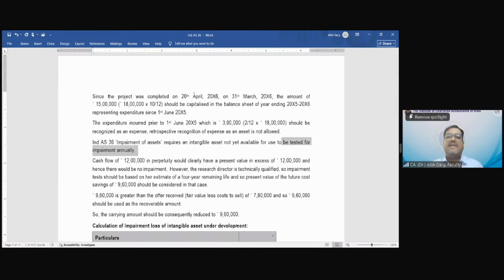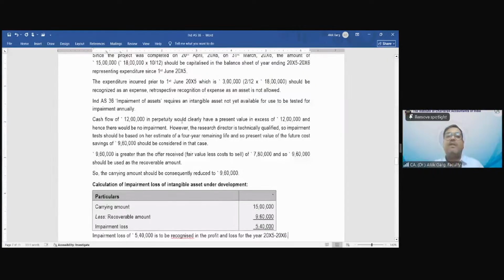Ind AS 36, impairment of assets, requires an intangible asset not yet available for use to be tested for impairment annually. The cash flow of 12 lakh in perpetuity would have a present value in excess of 12 lakh, and hence there should be no impairment. However, the research director is technically qualified, so the impairment test should be based on our estimate of 4-year remaining life, and the present value of the future cost saving of 9.6 lakhs should be considered in that case.